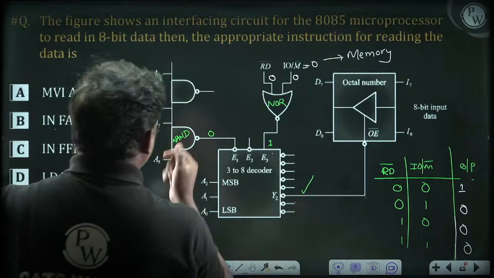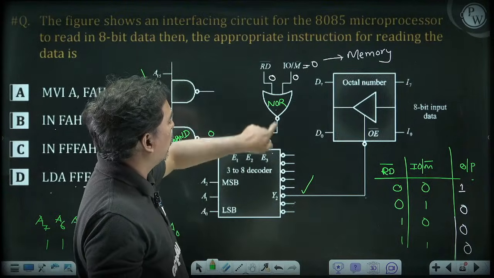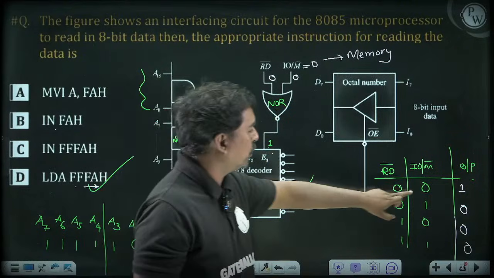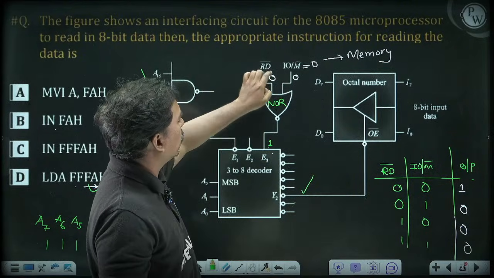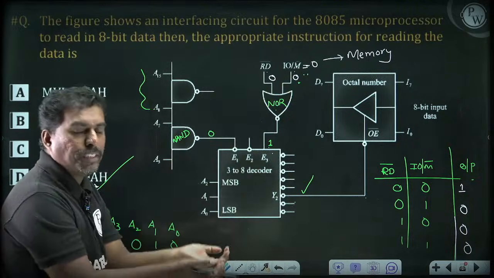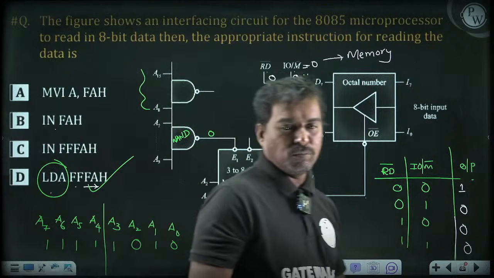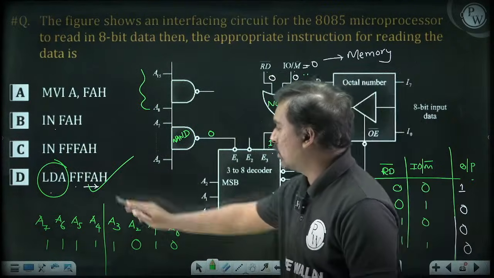Done. Actually here itself the question is done. Why? Because it's a NOR gate. NOR gate output should be 1 here. When both inputs are 0 0, output will be 1. So read bar is equal to 0, IO/M bar is equal to 0 means it's a memory related operation. Memory read means from the memory you are reading. So the instruction that matches is LDA. That's it. No need of thinking about the address and all those things. So that is the right answer.